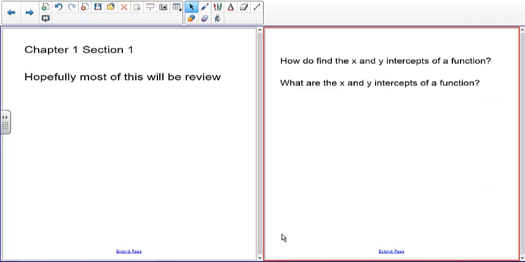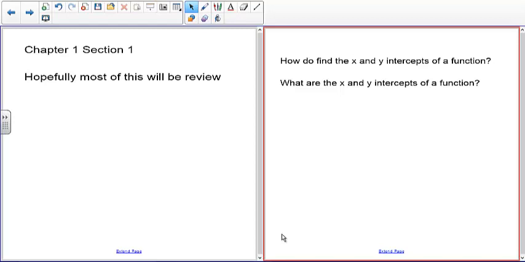Okay, so this is chapter 1, section 1, and depending upon the book you're using, it should be graphs of equations. So we're going to talk about graphing equations and what's usually involved. Hopefully most of this, as it says, will be a review.